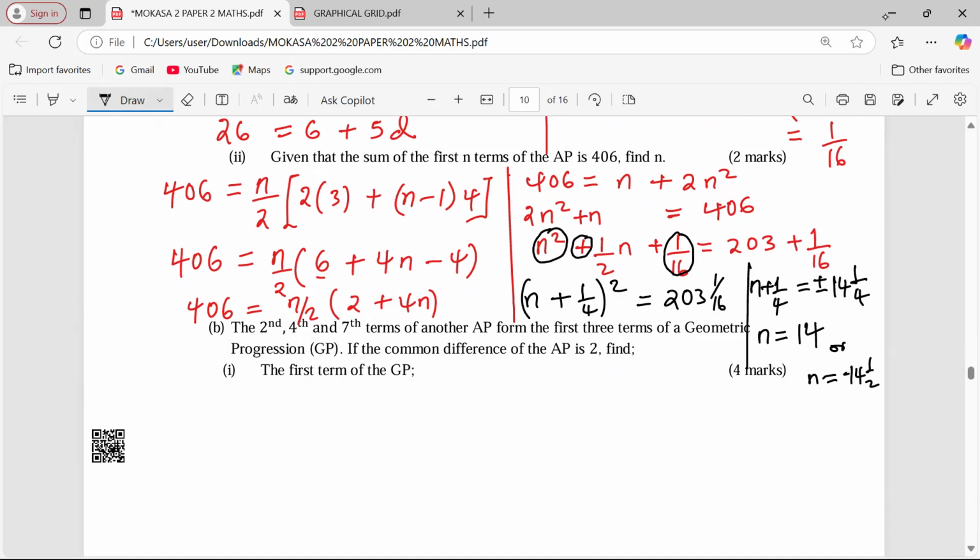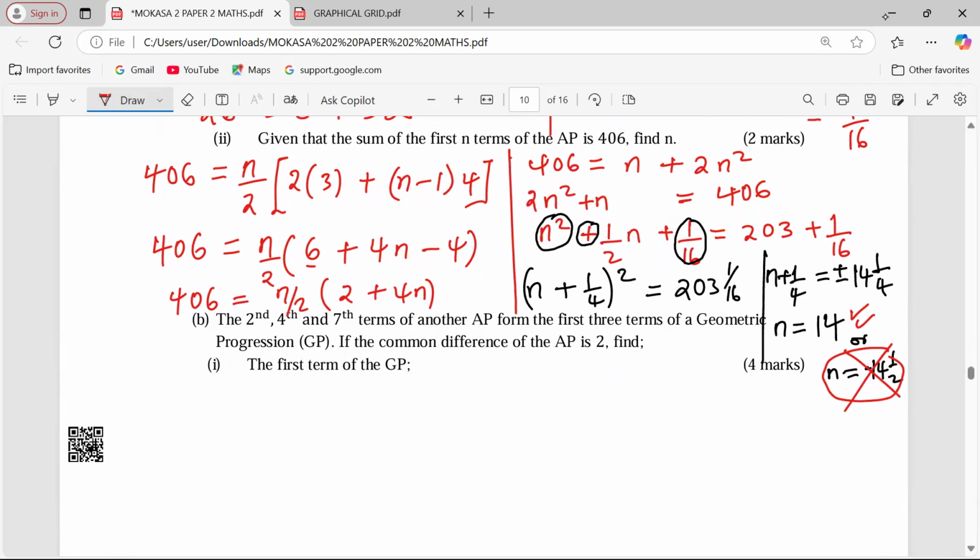And remember, we are working with n as a number of terms. So a given number of terms cannot be negative. Therefore, the value of n now, we set at positive 14, and we ignore the negative value of n. We ignore it because a certain number of terms cannot be negative. We can also see it is not an integer, it's a fraction. So it should be a specific number of terms, that is 14. So we settle with 14 terms. So the number of terms whose sum is 406 is exactly 14.